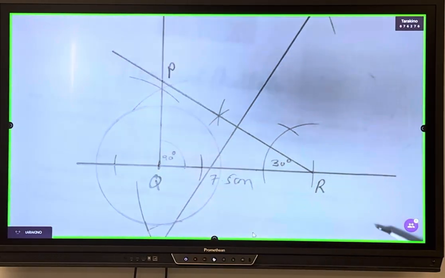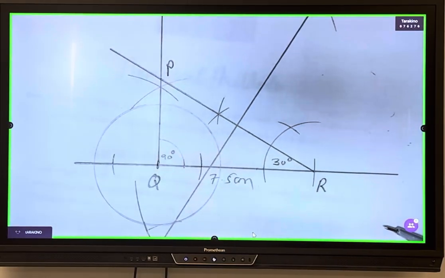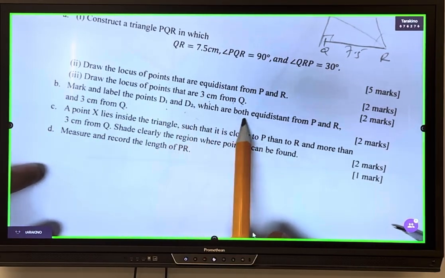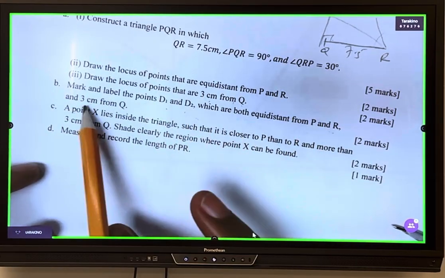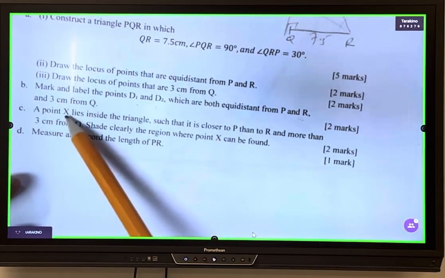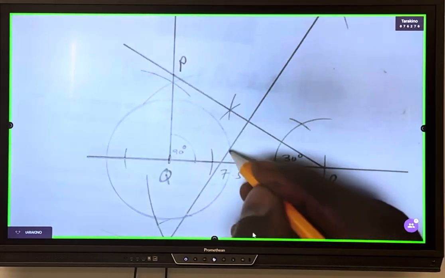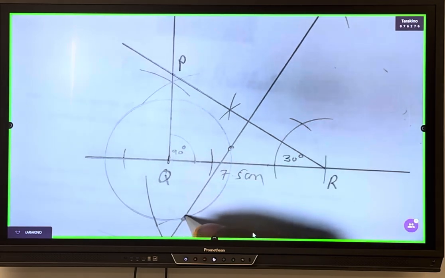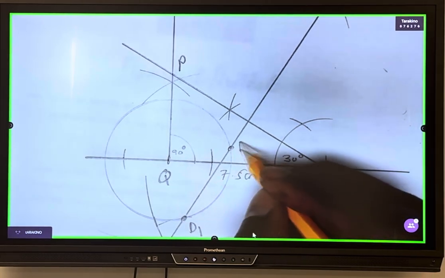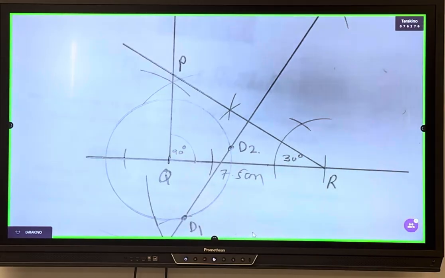Then mark and label the points D1 and D2, which are both equidistant from P and R and 3 centimeters from Q. Meaning they must lie on the circumference of the circle and on this line. So it's this one here and that one there. You can name this D1 and you name that D2.